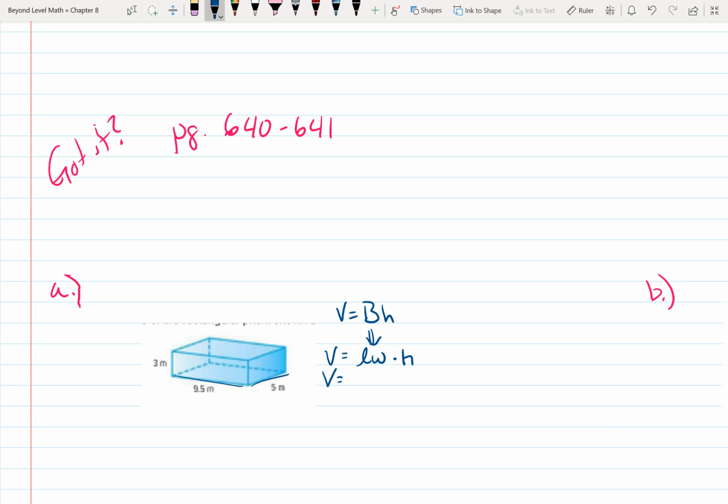So V equals 9.5 times width, which is 5, times the height of the prism, which is 3. Again, it's how tall it is. And if you mixed up, in this case, one of those numbers, it really doesn't matter, just so you know. V equals, so 9.5 times 5 gives us 47.5. V equals 142.5 meters cubed.